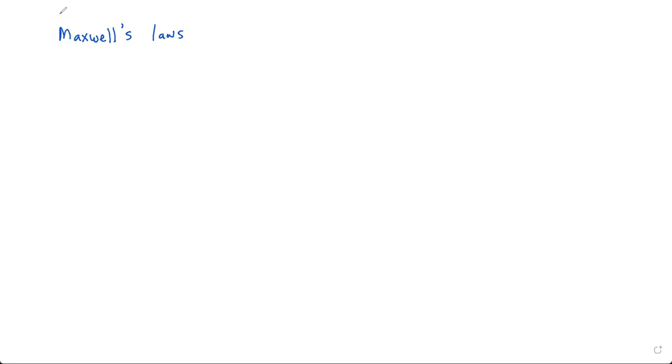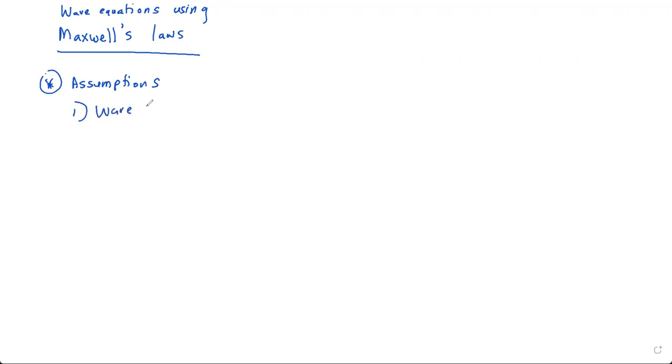We are going to derive the wave equation using Maxwell's law. In order to derive the wave equation, first we need to make some assumptions. The first assumption is that the wave will propagate in a homogeneous medium.